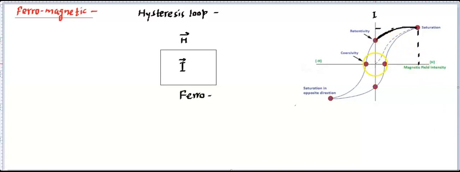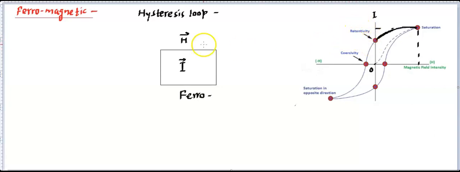And even if you make H 0, you will find the magnetization will be this amount. This is denoted by point B. That means even when H has been made 0, there will be magnetization in the positive direction by a significant amount. That's called retentivity. Retentivity is the amount of magnetization that the material retains even after H has been made 0. So we need to remember that point and terminology.